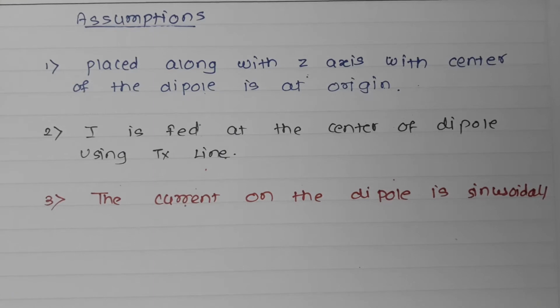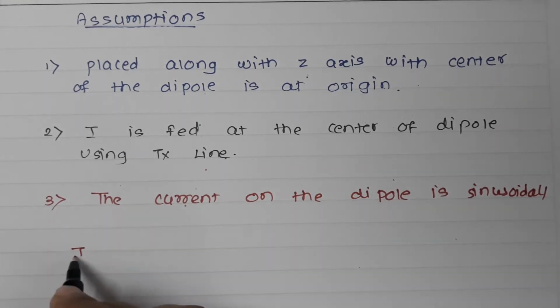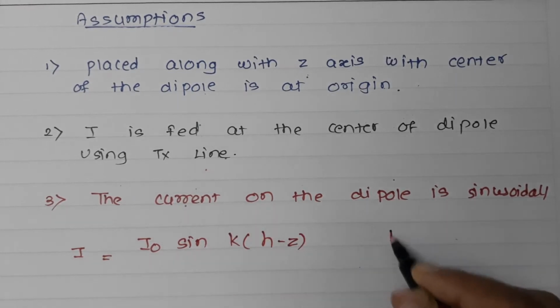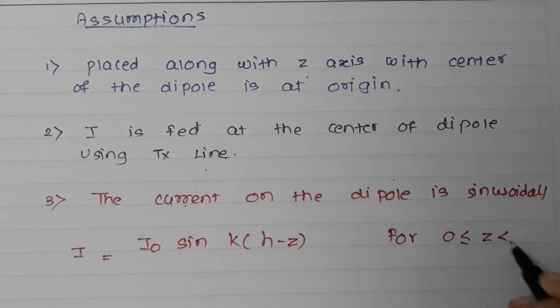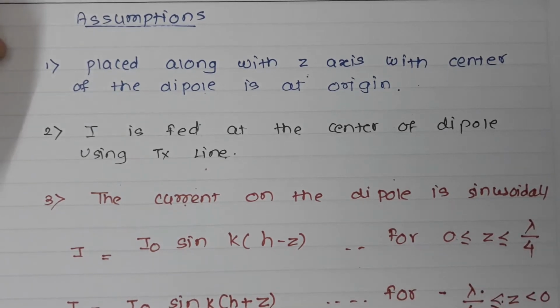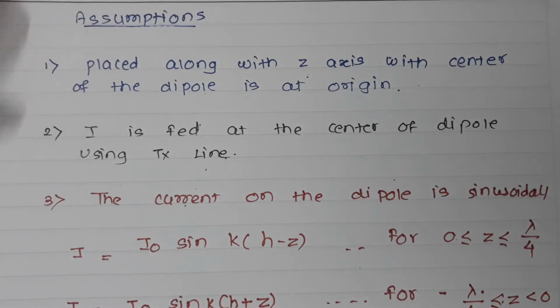So we can say that our current is I is equal to I0 sine k(h minus z) for 0 less than or equal to z less than or equal to lambda by 4, or I is equal to I0 sine k(h plus z) for minus lambda by 4 less than or equal to z less than 0. So this is the current distribution on the half wave dipole.